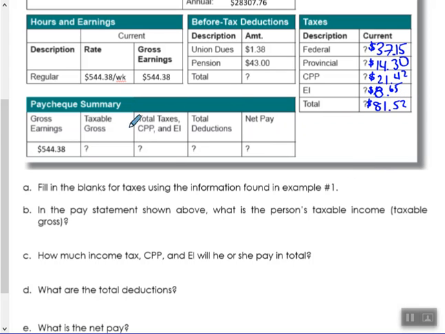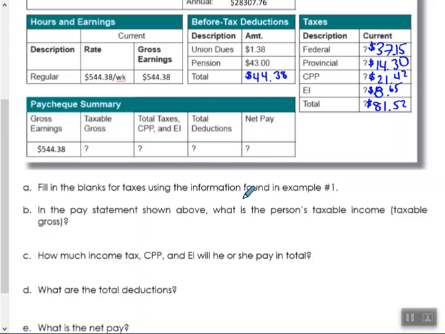Now this time we have union dues and pension. Union dues are 138, and pension is $43. Adding those two up, our total of before tax deductions is 44.38. Okay. So for our paycheck summary, we need to find our taxable gross income, our total taxes of CPP and EI, which is right here, and our total deductions, and then calculate our net pay.